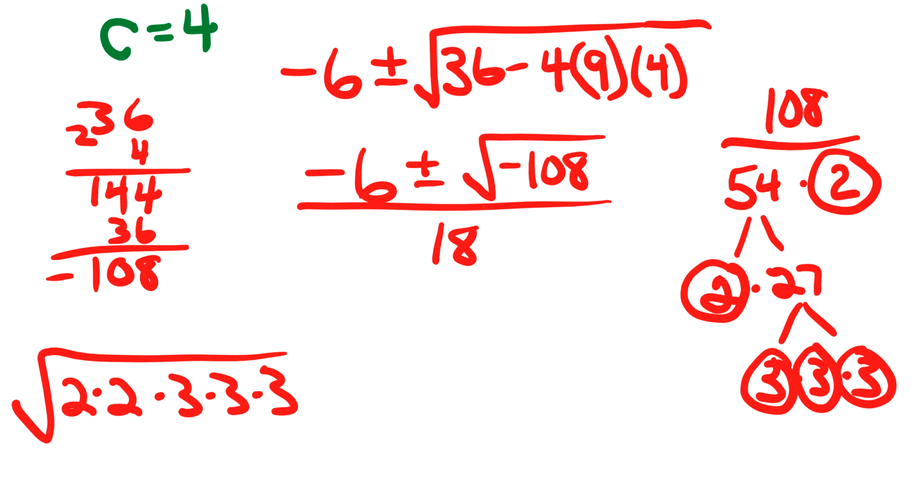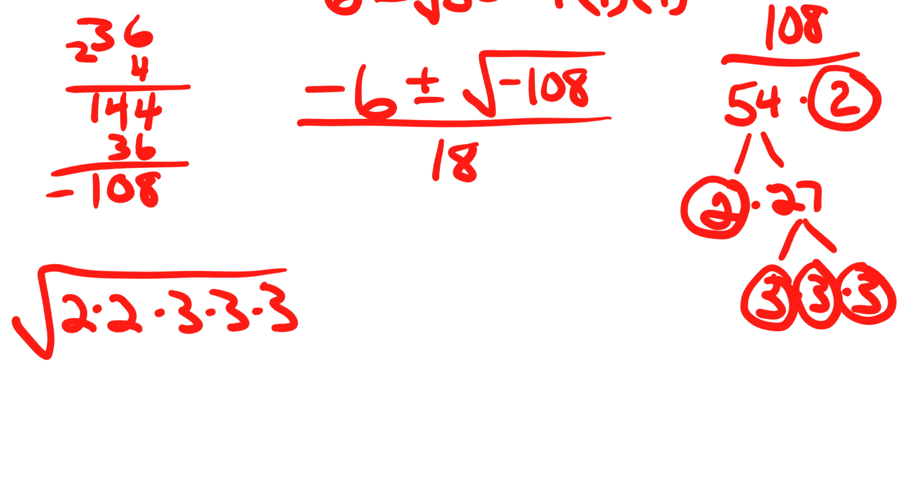All right, so the square root would be, for every 2 I take out 1. Here's 2 2's, take out a 2. Here's 2 3's, so I'll take out a 3. And what's left in the radical sign is the square root of 3. So it looks like this answer for this part of the numerator is going to be 6 root 3.